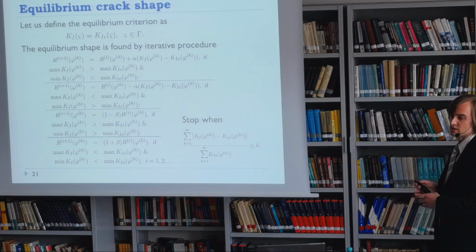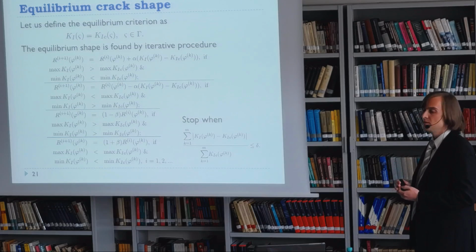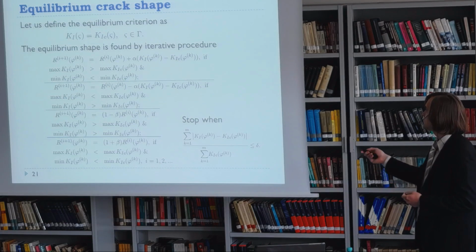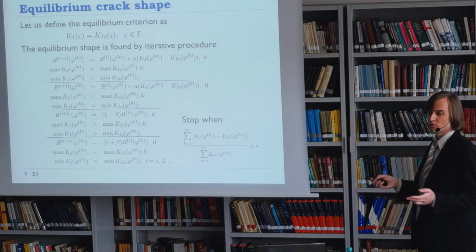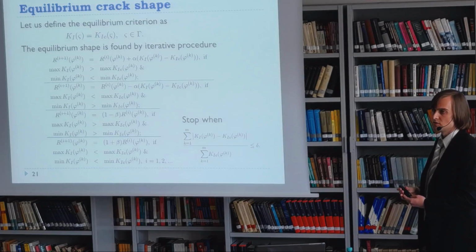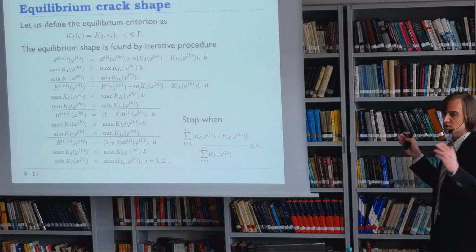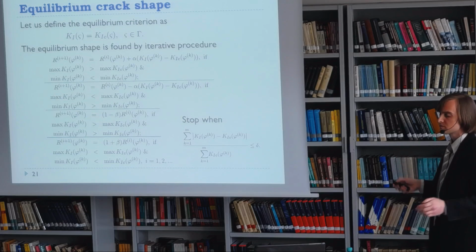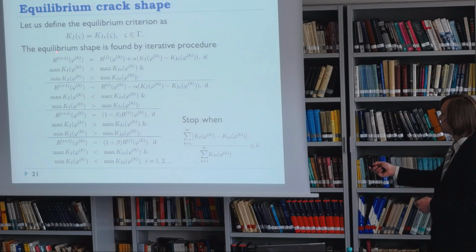And the most recent development of this method was the calculation of the equilibrium crack shape. By equilibrium crack shape, we understand the crack for which the stress intensity factor on the edge is equal to the fracture toughness of the medium. So it's the biggest crack that will propagate. We calculate it by some simple iterative procedure.